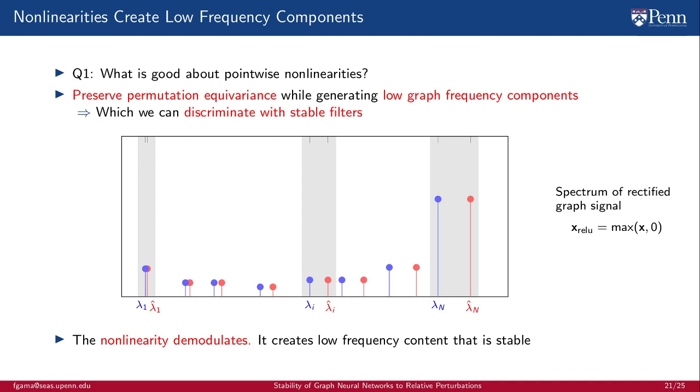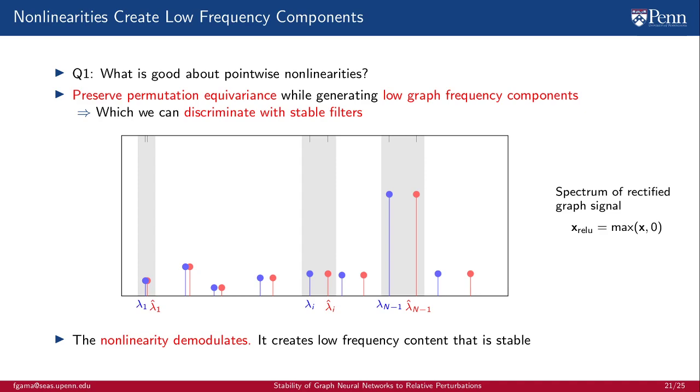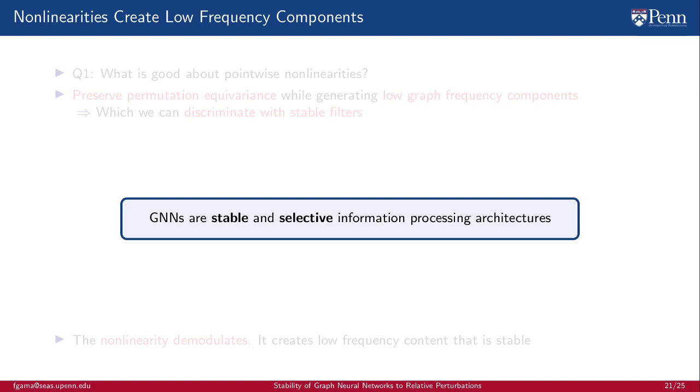The good thing about pointwise nonlinearities is that they preserve permutation equivariance while generating low graph frequency components which we can discriminate with stable filters. Essentially, the nonlinearity demodulates the signal, creating low frequency content that is stable. When we apply a ReLU to the signal located at lambda n, we see here that the new content in low eigenvalues does not change much. We also see that this content is different from the low eigenvalue content generated by the signal located at lambda n-1. This means that we can leverage this new low eigenvalue content created by the nonlinearity to discriminate between both signals. In essence, GNNs are stable and selective information processing architectures, whereas linear graph filters are not.